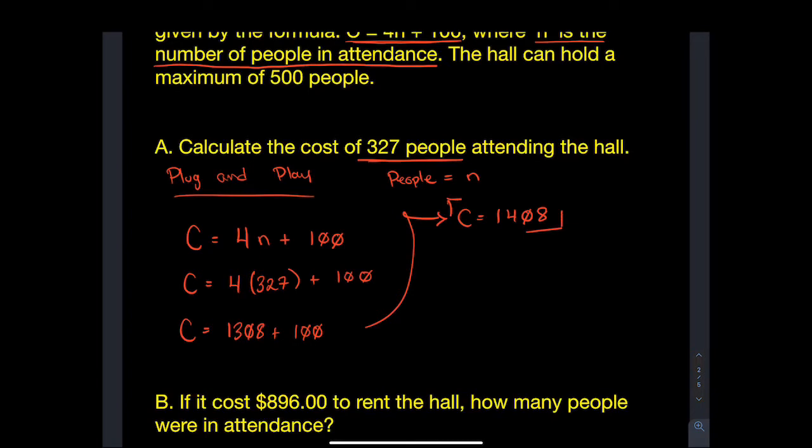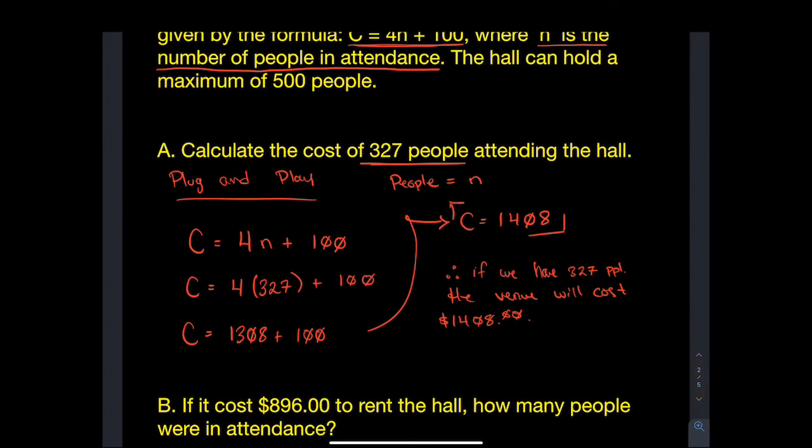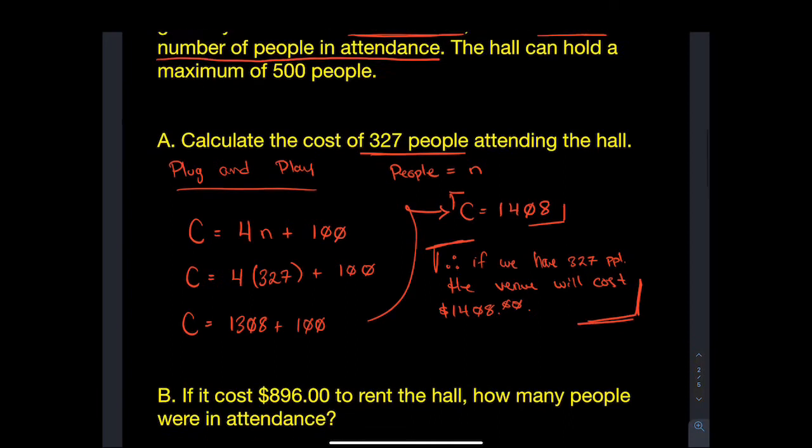Okay, and you don't just stop here for word problems. What I do want you to do is to communicate what that number means. So we'll put a therefore sign. Therefore is just those 3 dots, by the way. Therefore, if we have 327 people, the venue will cost $1,408. Okay, that's all you would need. That is all you would need to put for a question like this. All right, let's go into B here.